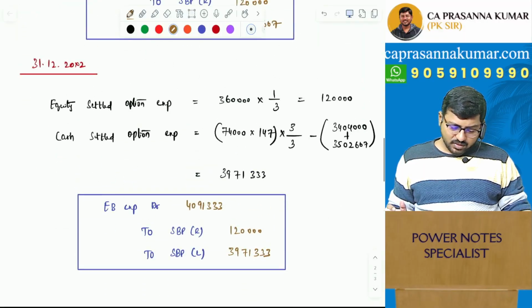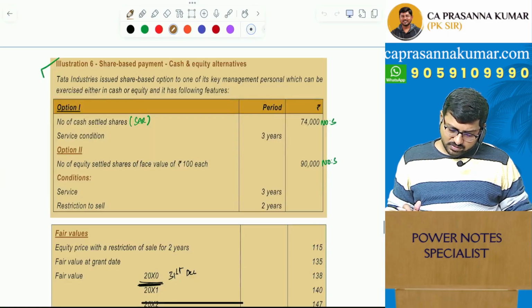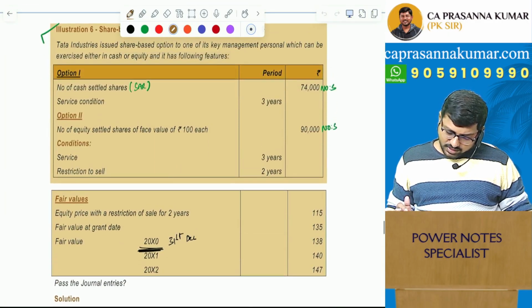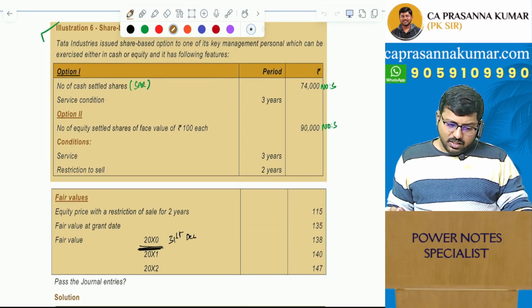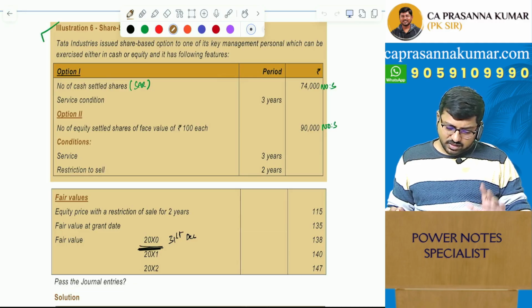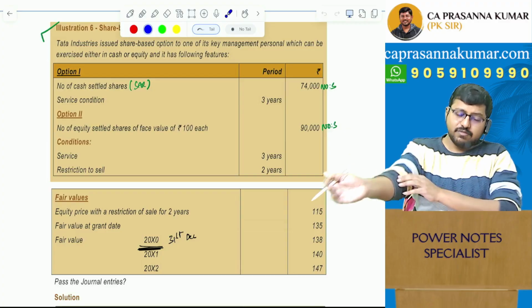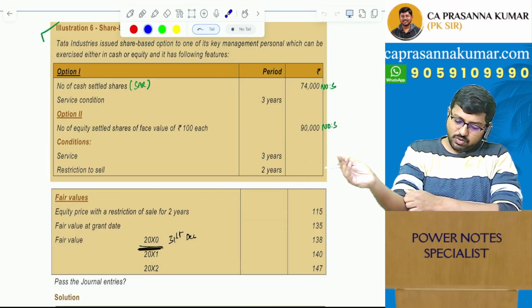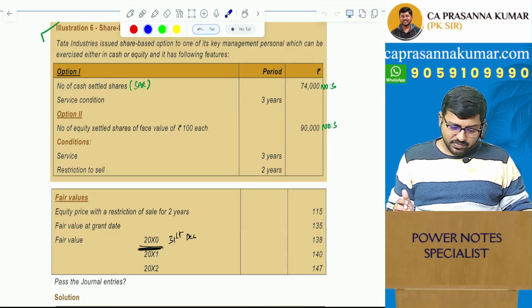Now, what is this guy choosing at the end of the year? Did he give anything? Nothing. Okay. Right. So which means, what he is going to choose, nothing is given in the question. So therefore, what we'll do is, in case he goes for equity option, what will happen? In case he goes for cash option, what will happen? We'll go with both. Okay. Chalo.